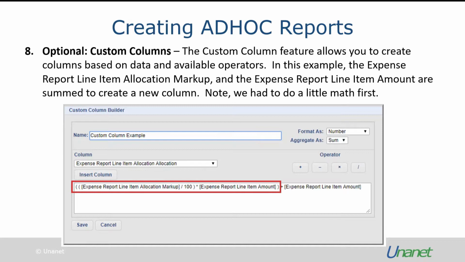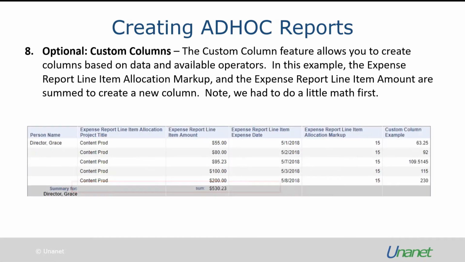Now, in other functions within Unanet, we know that that's a percentage, but in the ad hoc, I just see it as a number. So I first had to do a little bit of math. I had to say, let me look at that markup, divide it by 100, so I get that percentage, multiply it by the line item amount, and then add it to that report line item amount. So that way, what gets returned to me is I've got a 15% markup. And so I have a line item that was $55 with a 15% markup. So I needed to get to this $63.25. See, this is my custom column that I created.